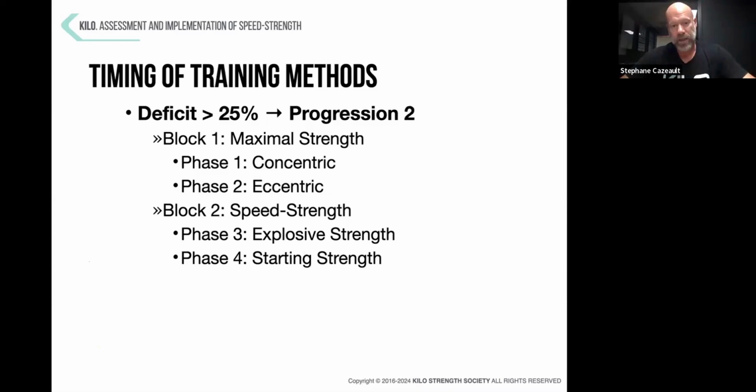Second progression. Okay, so your athlete is a little bit more advanced. Let's say it's the second or third off season with you and he still scores higher than 25%. Your maximal strength block would be the same, but now in your speed strength block, you would go from explosive in phase 3 to now starting strength in phase 4. Okay, like I said earlier, you need to have experience with explosive strength to reap the benefits of training starting strength. But at that point, by combining both, you're maximizing your rate of force development potential.